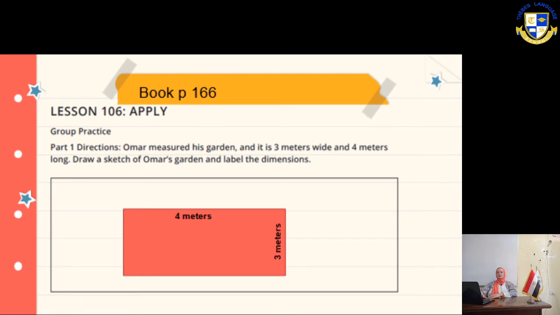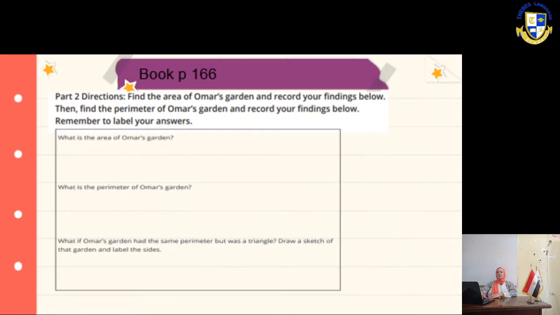Okay, on the next page, find the area of Omar's garden and record your findings below. Then find the perimeter of Omar's garden and record your findings below. The area of Omar's garden, it's a rectangle, so the area of a rectangle means length times width. Okay, so it will be 4 times 3 equals 12. The perimeter is length plus width times 2, so it will be 4 plus 3 equals 7 times 2 equals 14.